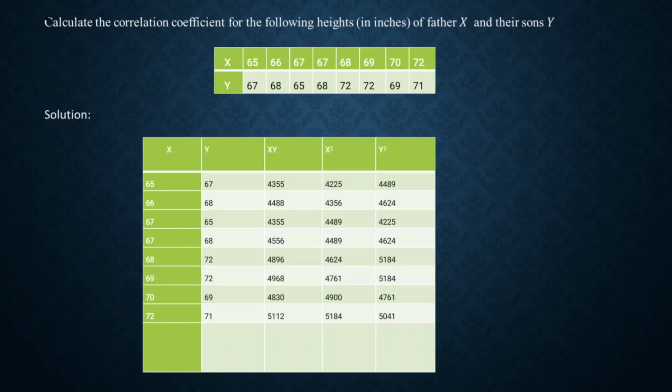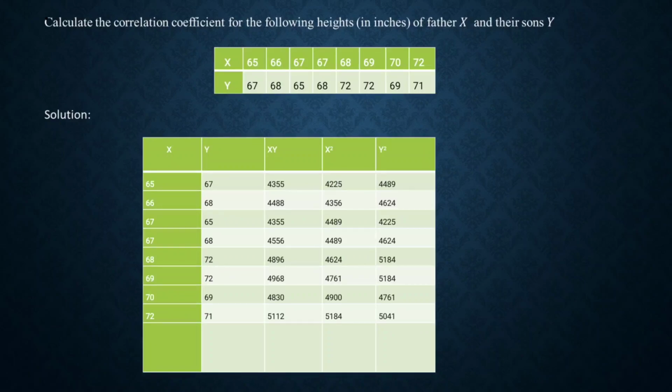Next we shall find the value of x square. Here x value is 65, so by squaring 65 we have 4225. Next we have to calculate y square. Here y value is 67, so 67 square is 4489.